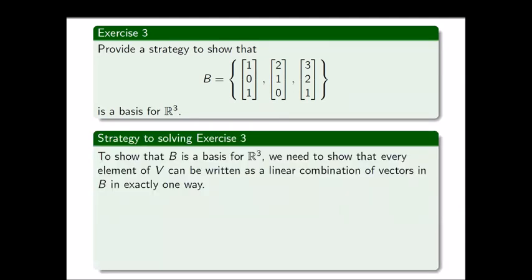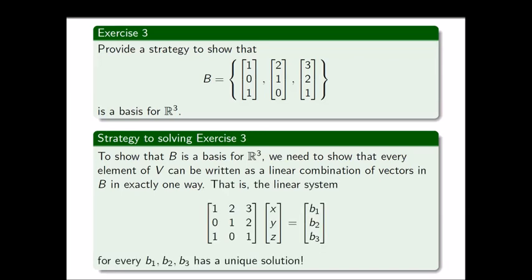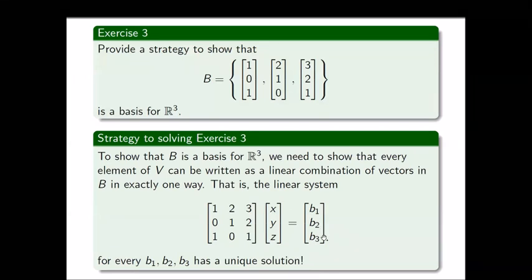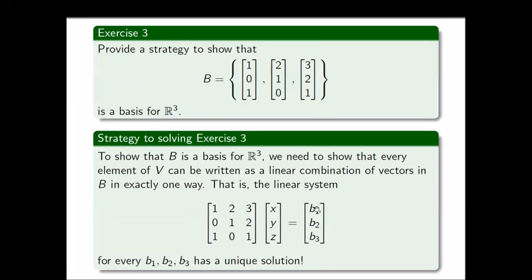So to show that B is a basis for R3, all we need to do is show that every element of R3 can be written as a linear combination of vectors in B in exactly one way. So in other words, the linear system given by this matrix equation 1, 2, 3, 0, 1, 2, 1, 0, 1 times x, y, z equal to b1, b2, b3 for every possible choice of b1, b2, b3 has a unique solution.